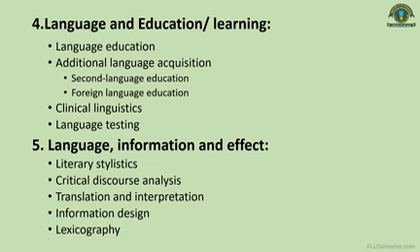So our next point about the scope of applied linguistics is language information and effect. It studies literary stylistics, critical discourse analysis, translation interpretation, information design, and lexicography. So the first point is literary stylistics. It studies the different styles of authors.